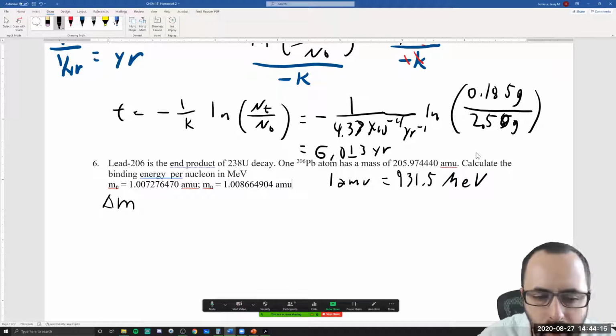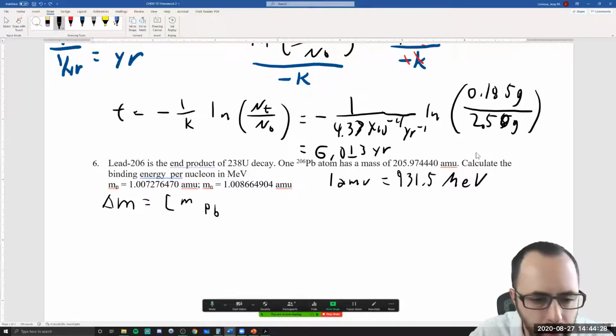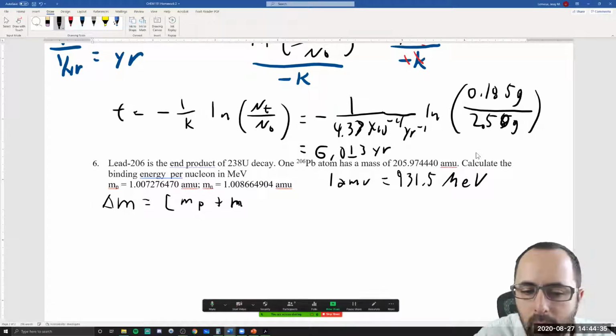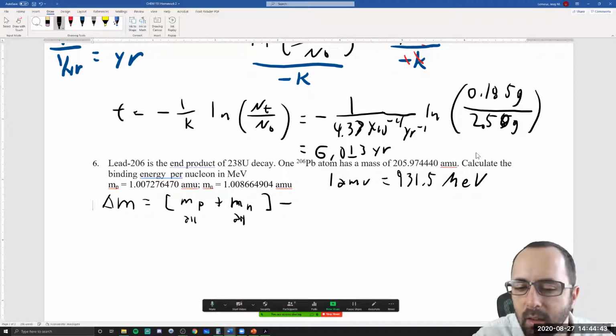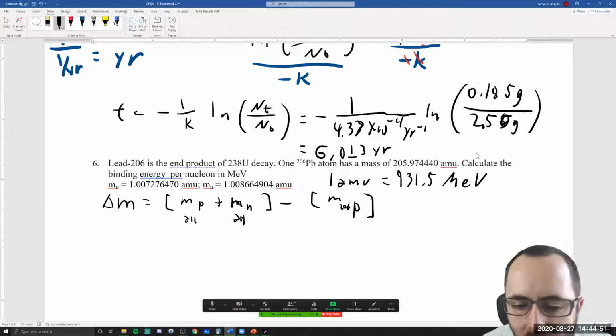Okay, so we need to find the mass defect, and so that's going to be the mass of the lead-206, or sorry, the mass of the protons and the neutrons separately. So the mass of all the protons plus the mass of all the neutrons, minus the mass of the lead-206 together. That's going to be our mass defect.